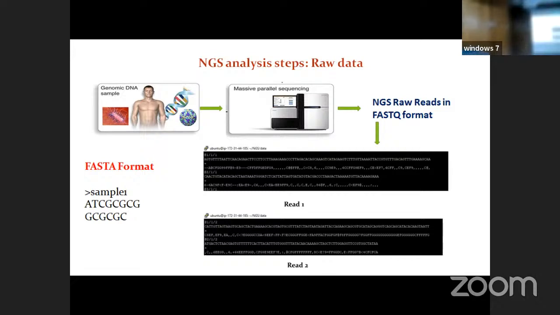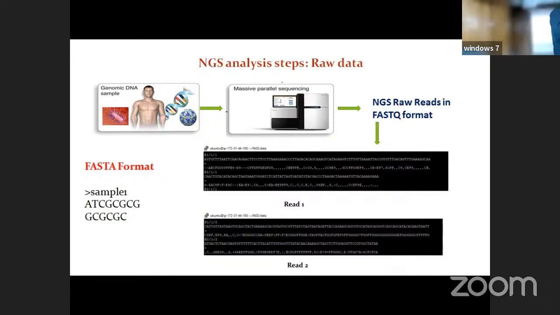What is FASTQ format? FASTA plus quality. NGS data is not generated in FASTA format; rather, the raw NGS data is presented in FASTQ format. It means FASTA plus quality. You can see here, I hope it is visible, there is a header line, right? At the rate 1/1/1. Is it visible? Okay, so that is the header line.